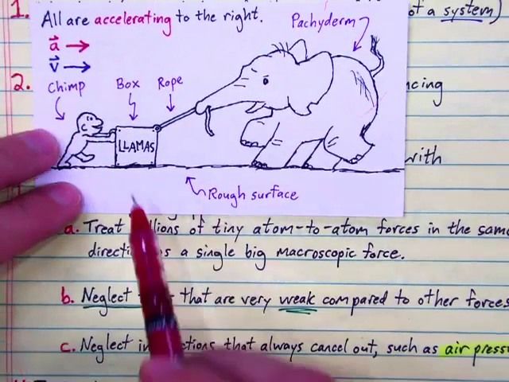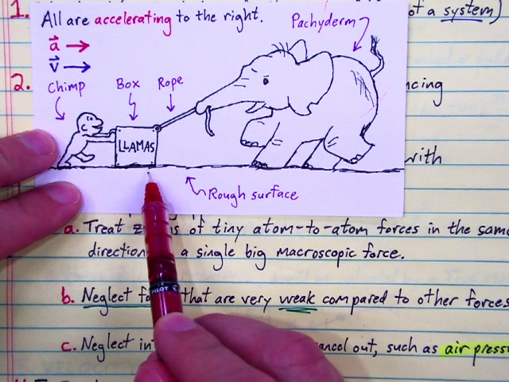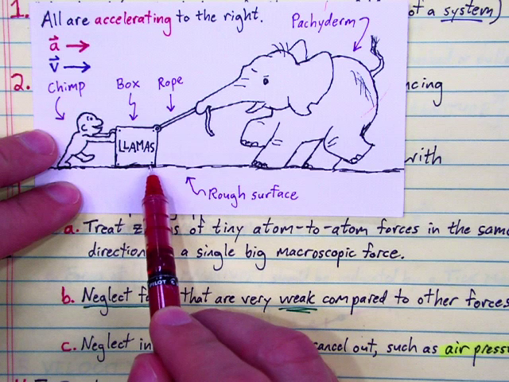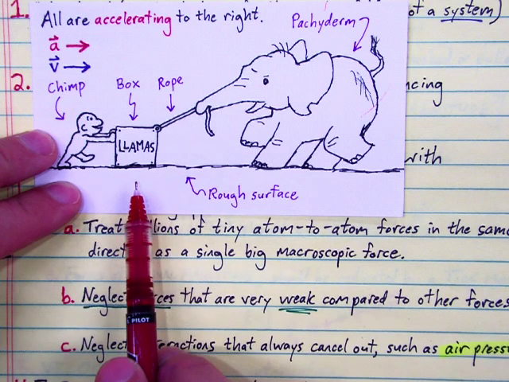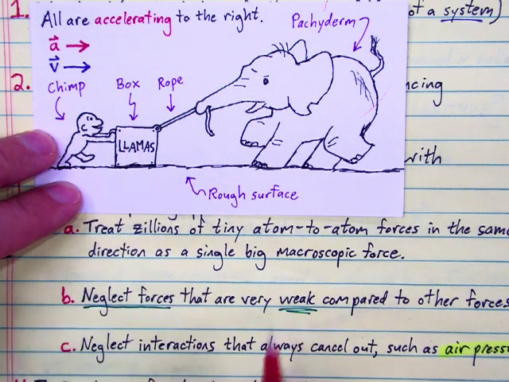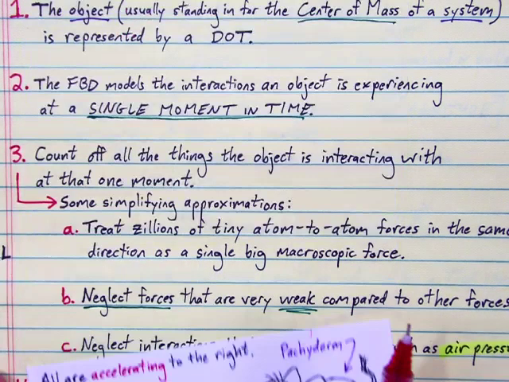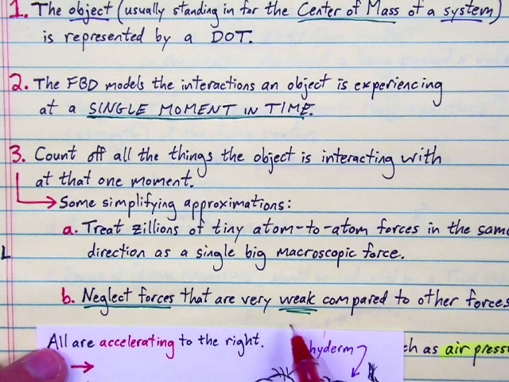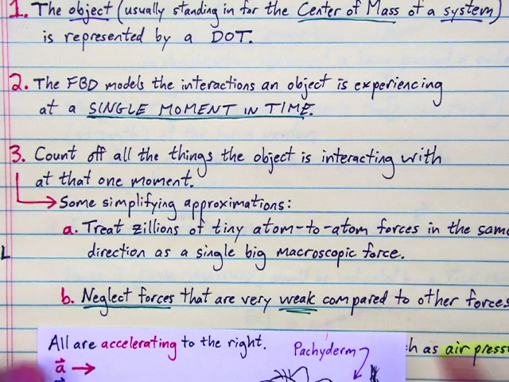So, for instance, all the zillions of atoms in the surface here that are pushing up on all the zillions of atoms in the bottom layer of the box, we can represent those as one single upward force from the surface pushing on the box. B. Neglect forces that are very weak compared to other forces. This is often true of air drag on slow-moving objects and almost always true for gravitational interactions with anything other than the Earth.